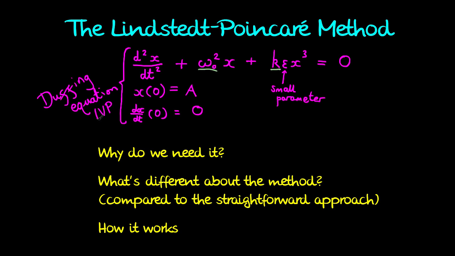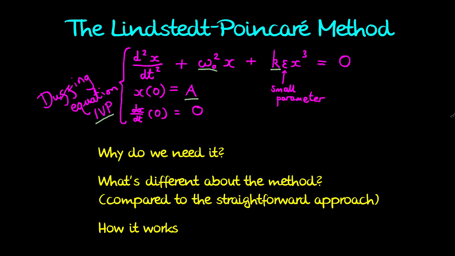In particular, we're going to look at the initial value problem, where at time zero, the displacement of the particle on the spring is going to be capital A, and the initial velocity, in other words, the velocity at time zero, is going to be 0. So we're releasing a mass on a nonlinear spring from rest at a distance A initially.